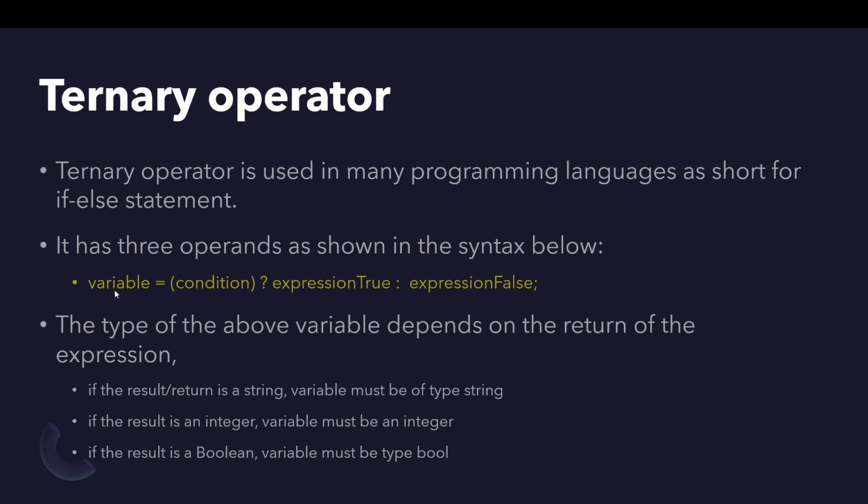The type of this variable depends on the return of this expression. If the return is Boolean, then it will be a bool variable. If the return is an integer number, it should be int. Or if the return is a string, then the type of the variable should be string. So I'm going to demonstrate this ternary operator in my next example. Can you please follow me and open Visual Studio?